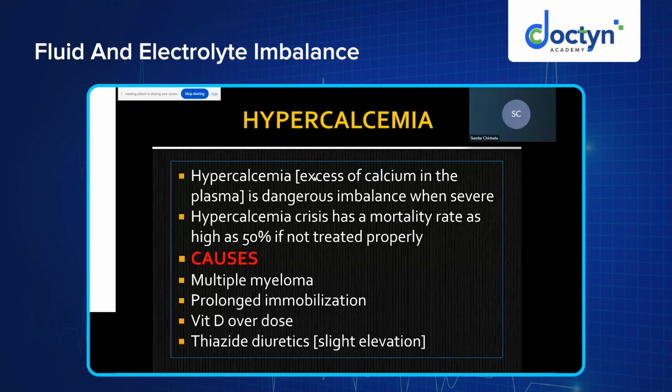So what are the causes of hypercalcemia? The causes can be multiple myeloma, prolonged immobilization, overdose of vitamin D, and if the patient is on thiazide diuretics, because thiazide diuretics can also cause a slight elevation of the calcium levels. So these are the causes of hypercalcemia.